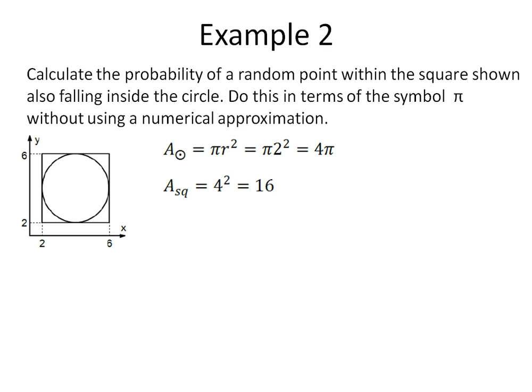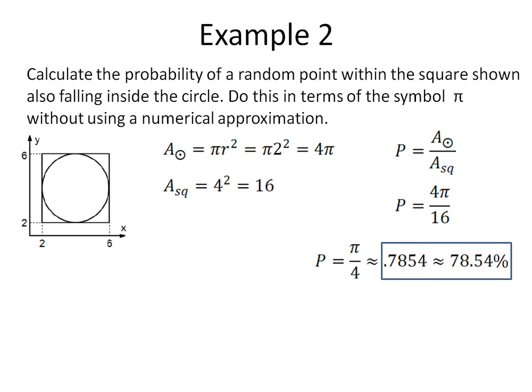Okay, the area of the square, since each side of the square is 4 units long, is simply 4 times 4, which is abbreviated as 4 squared, equals 16. So the probability that something is going to fall in the circle when it falls within the square is the area of the circle divided by the area of the square, which gives us 4 pi over 16, which reduces to pi over 4, which is approximately 0.7854, which correlates to 78.54%.